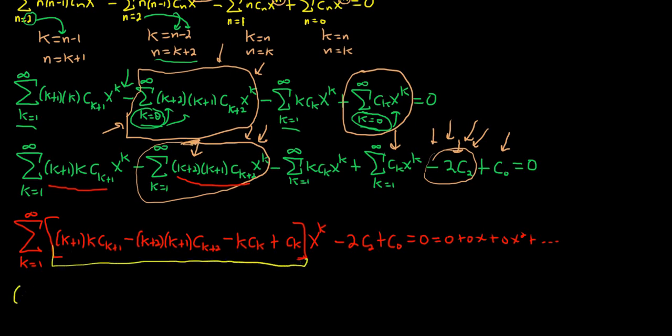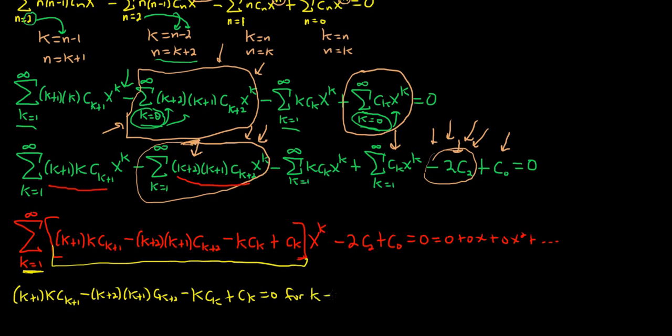So we have (k+1)k c_{k+1}, minus (k+2)(k+1) c_{k+2}, my handwriting is deteriorating, minus k c_k, there it is, it's better now, plus c_k, and this is equal to 0, for k equals... and you want to start here.